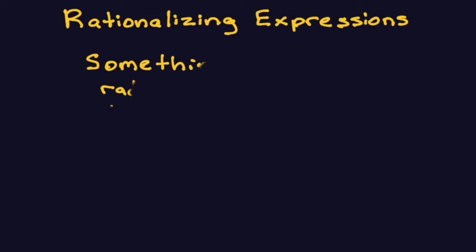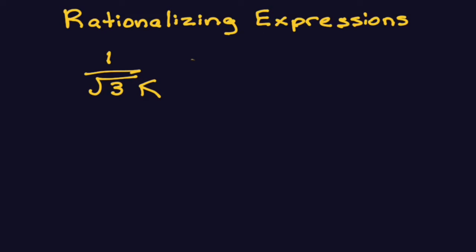Okay, so let's say we have something like 1 over square root 3. Now, square root 3 is a square root, right? So this fraction is not rationalized. So the way we're going to rationalize it is that we're going to multiply the top and bottom by square root 3. Because square root 3 over square root 3 is essentially 1, right? So we aren't changing the expression at all. We're just multiplying it by 1.